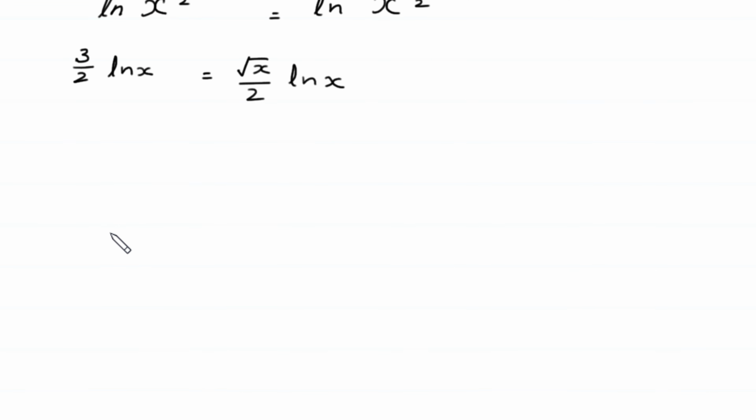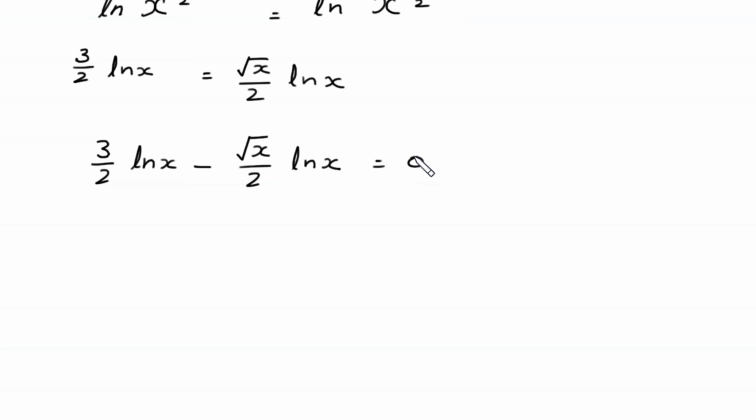Next, we move this square root of x over 2 times ln of x to the left side. 3 over 2 times ln of x. This positive square root of x over 2 times ln of x becomes negative square root of x over 2 times ln of x is equal to 0.